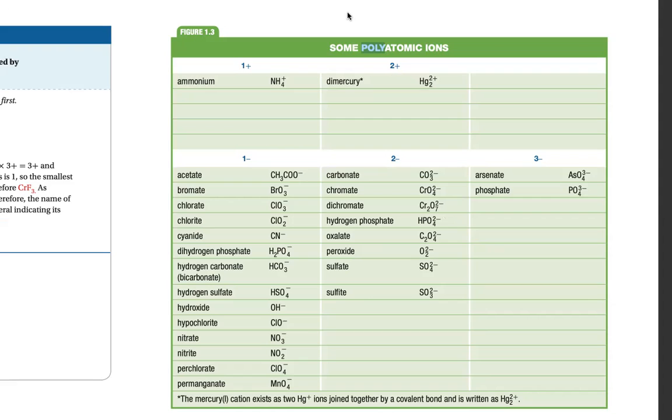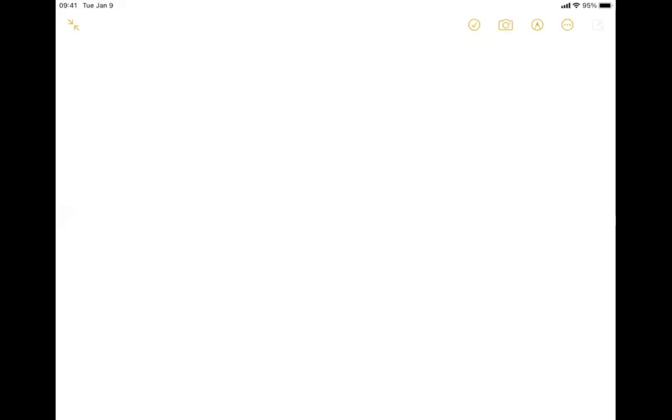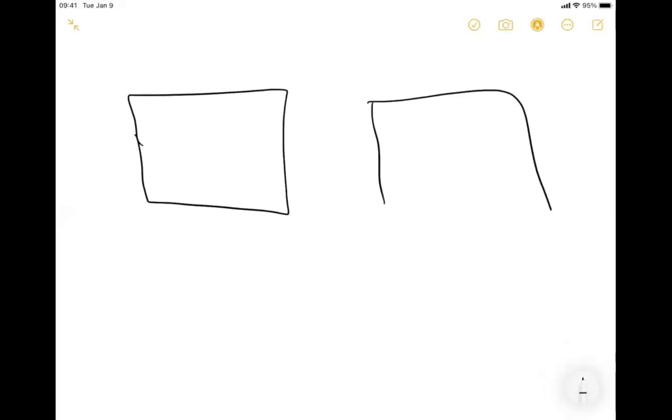Hold on, let me share a different screen and I'll show you what I mean. Okay, so what I usually like to do is, like I said, I make flashcards. So if you get note cards or even just pieces of paper. Obviously I can't draw very well. This is the front, this is the back.